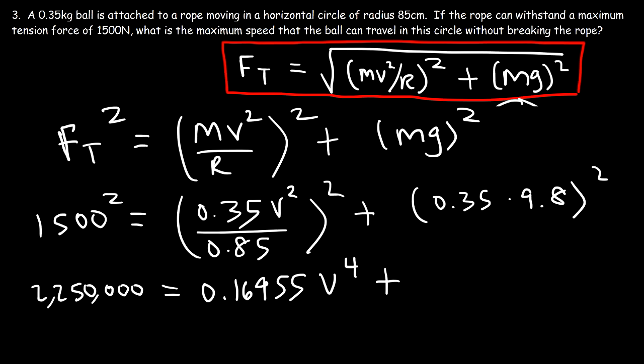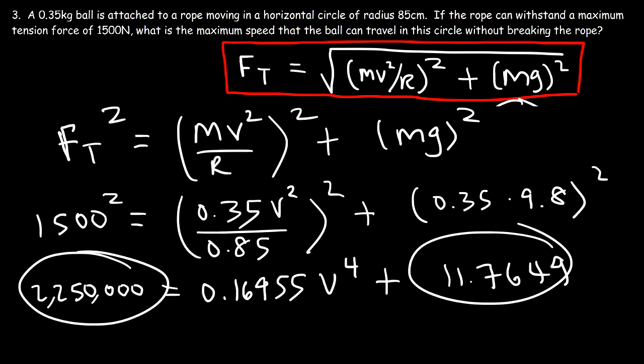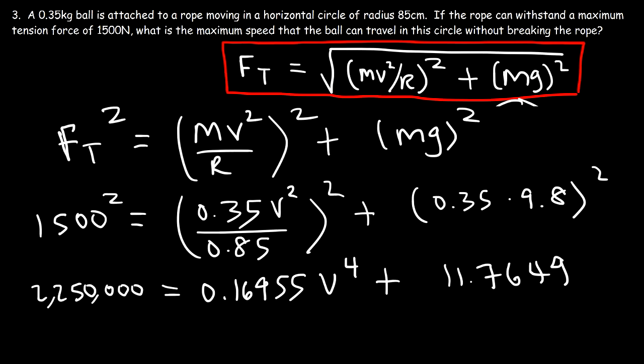0.35 times 9.8, that's 3.43. And then once you square it, it's 11.7649. Now, if you take this big number and subtract it by that small number, it's going to be insignificant, but we'll do it anyway. So let's subtract both sides by 11.7649. So this is going to be about 2,249,988.235.